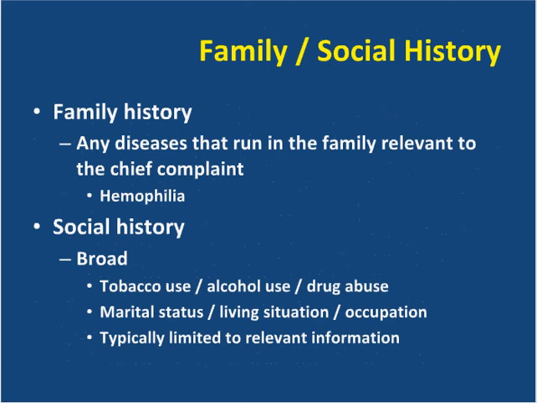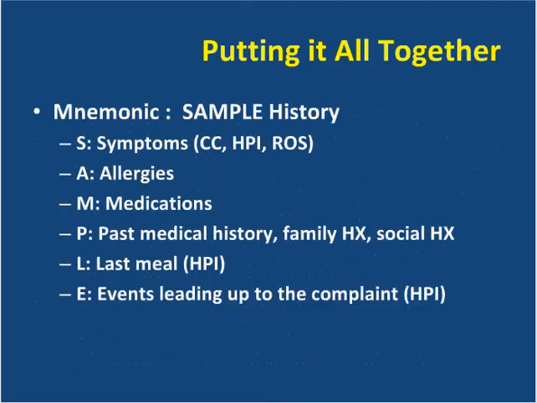A family and the social history may also be obtained. The family history is anything that runs in the family that's relevant to the chief complaint. So somebody has a fall and hits their head, and there's a strong family history of hemophilia, you would worry about their chances of bleeding. The social history can be incredibly broad, but it's really typically limited to things that are relevant. And what's most important to you is going to be whether they use tobacco, alcohol, or drugs, and what their role is, their occupation, their specific job duties are shipboard, because that may be relevant to their chief complaint.